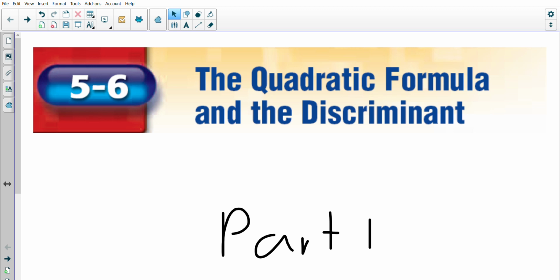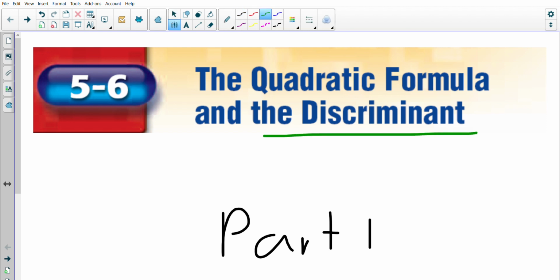In today's lesson, we are going to talk about section 5-6, the quadratic formula and the discriminant, part 1. So today's lesson, we will focus on the discriminant part of the quadratic formula. All right, so first we've got to just understand what the quadratic formula is.